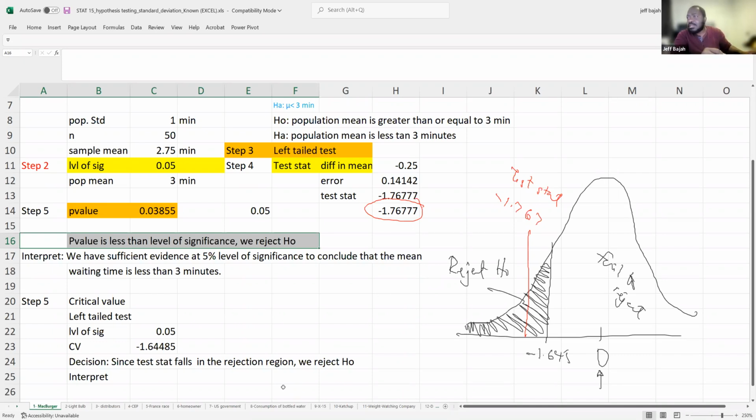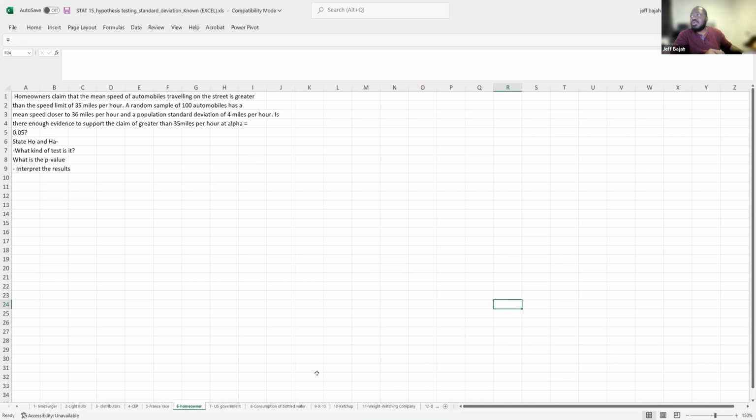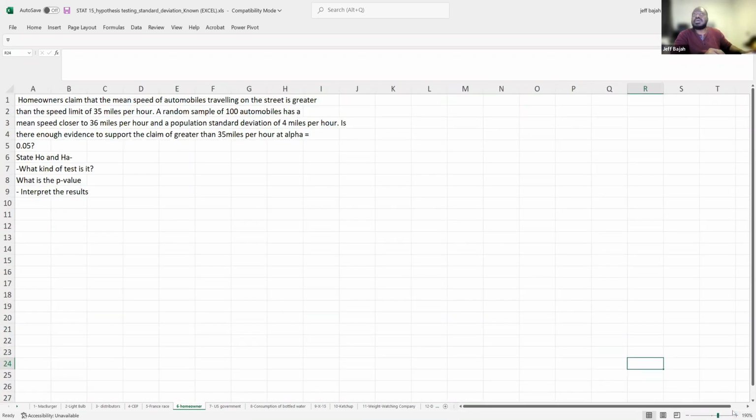Let's look at question 6. I'm going to try another one, and my hope is that by the time I do a couple of these, they will just get simpler for you. So let's look at this one.